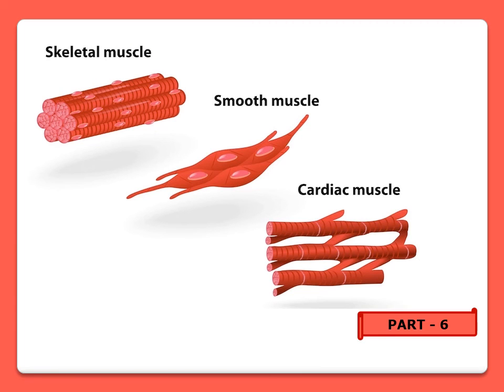So okay students, this was about muscular tissues, and in this session we discussed three types of muscles: skeletal, smooth and cardiac.